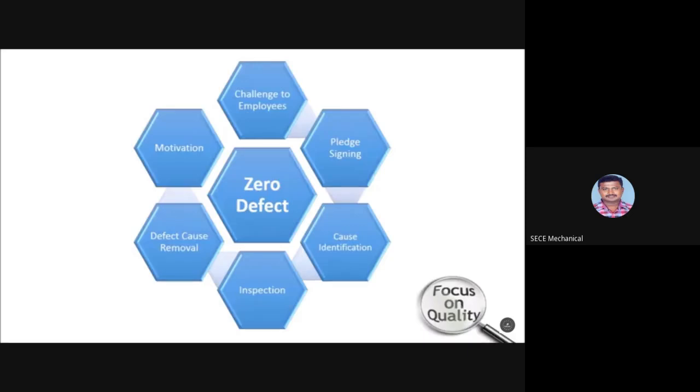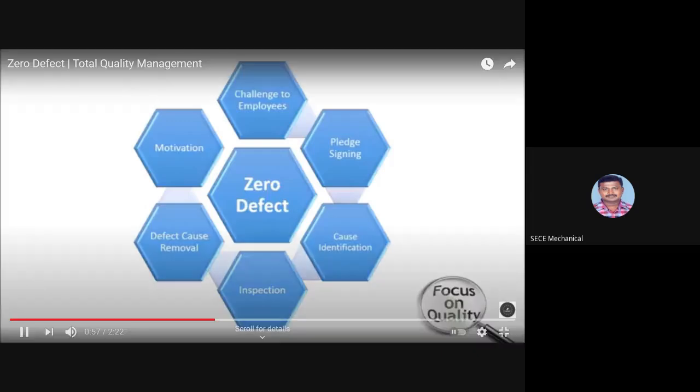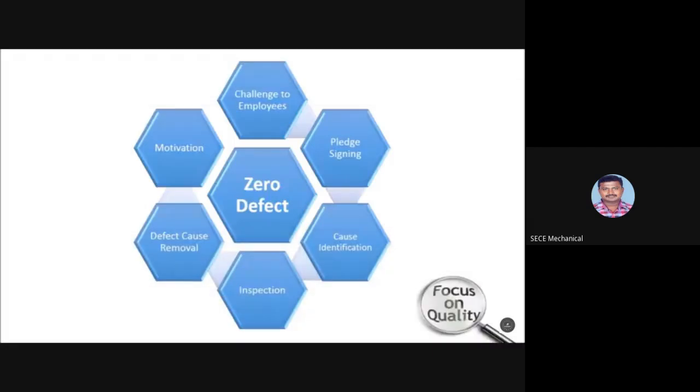They are as follows. First step is challenge to employees. This is the principle of zero defect program. Employees in the organization are challenged to achieve zero defect in a product. Second step is pledge signing. All of the employees in an organization sign a pledge saying they will do their best to do their job right the first time.